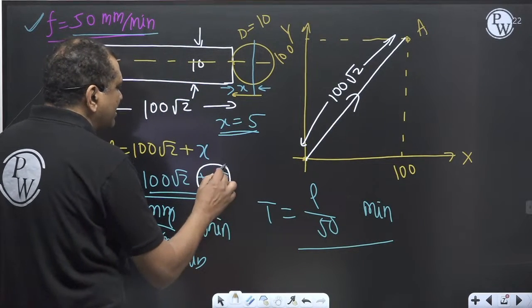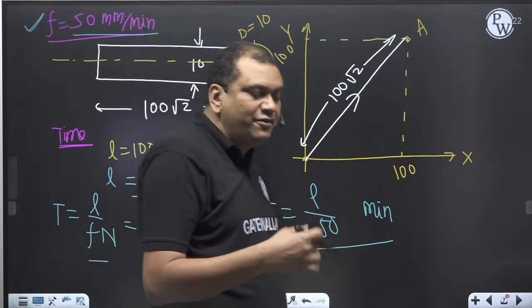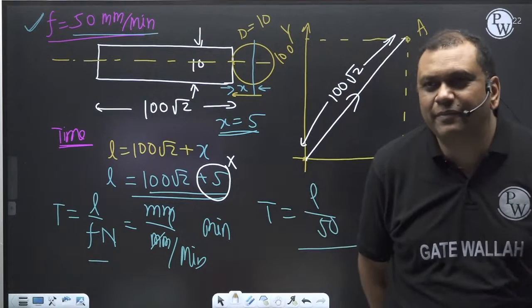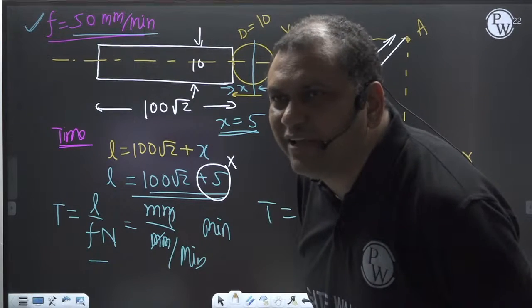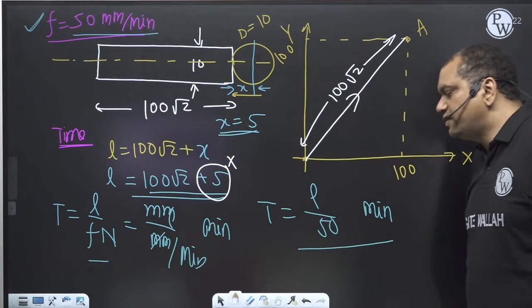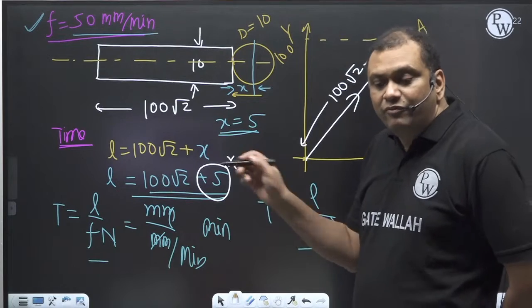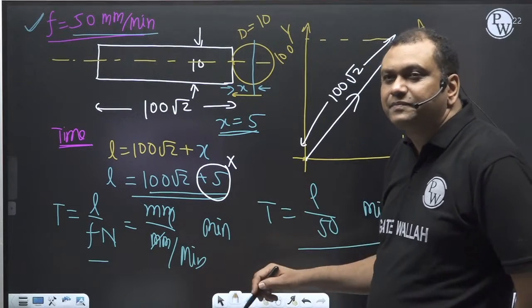The answer will match when you do not consider this. So that was an error in this question. Because if you consider the x value 5, the answer is not matching. But anyway, we can hit the nearby answer.